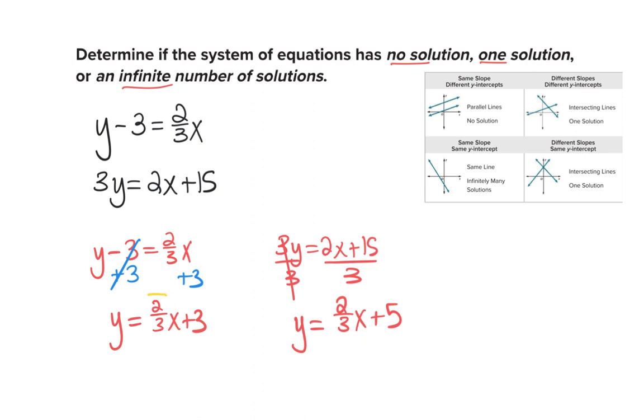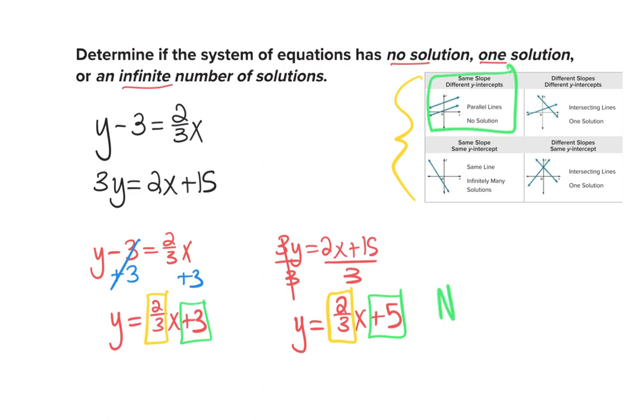So I notice right away both of these have the same slope. So we're going to be talking about a special equation. There will either be no solutions or infinite. So then we have to take a look at our y-intercept. Well, this first one crosses the y-axis at 3, and the second one crosses at 5. So we've got same slope, but different y-intercepts. And I see up here that is going to be a system that has no solution. They're parallel lines, and they will never cross each other.